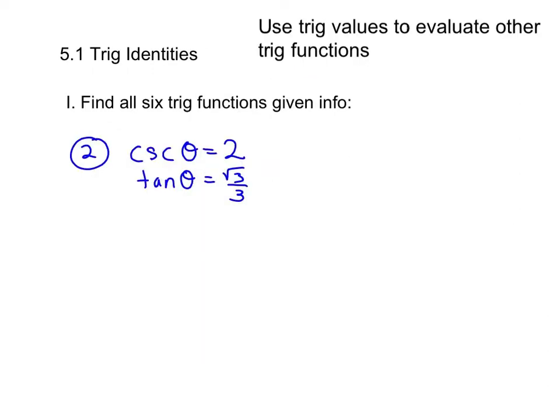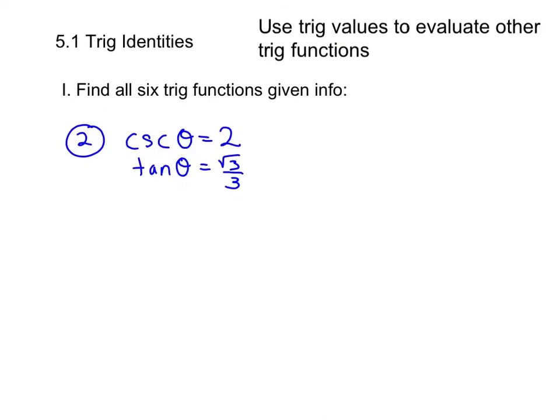Okay, so we're going to use known trig values to evaluate the other trig functions. And you can see here in this example that we were given that cosecant theta was 2 over 1, and that tangent theta was equal to square root of 3 over 3, and it asked to find all 6 trig functions. So what that means is that I'm looking for sine theta, cosine theta. I've already been given tangent theta, but I like to write these in order.